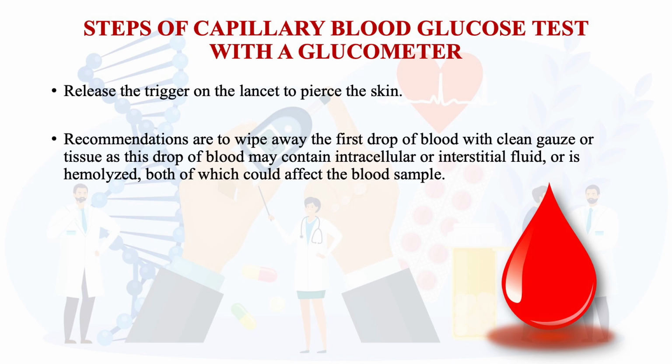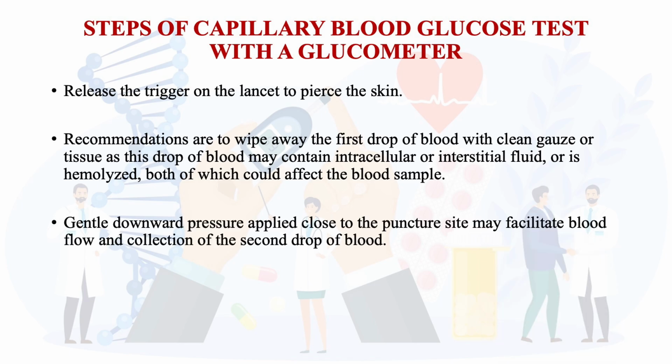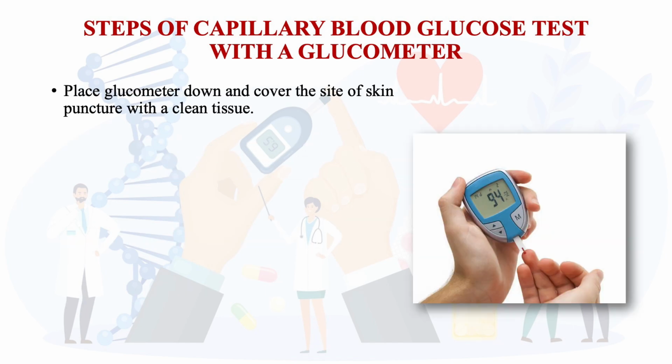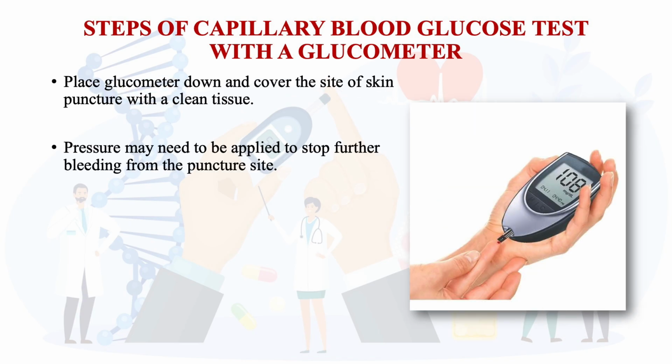and its quality. Gentle downward pressure applied close to the puncture site may facilitate blood flow and collection of the second drop of blood. Collect the second drop of blood as it forms by touching the tip of the glucose testing strip. Place the glucometer down and cover the site of skin puncture with a clean tissue. Pressure may need to be applied to stop further bleeding from the puncture site.